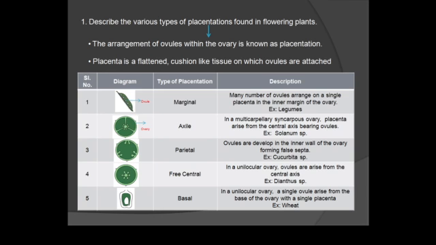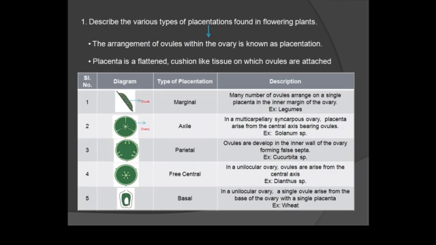The next one is parietal. Ovules develop on the inner wall of the ovary, forming a false septum. Here the inner wall of the ovary bears a pair of ovules, so it appears like a false septum. This situation is observed in cucurbit species, and this condition is considered parietal placentation.